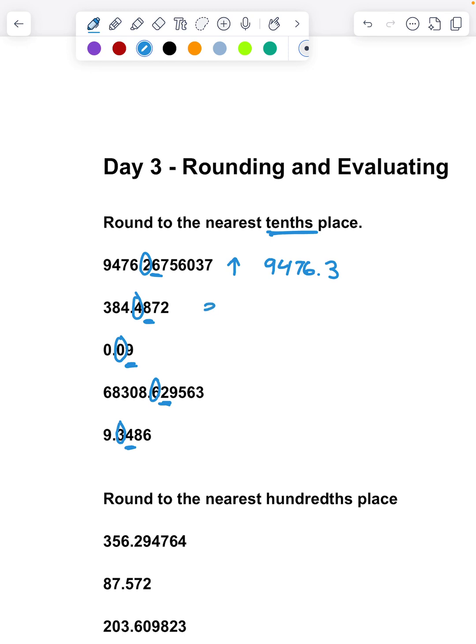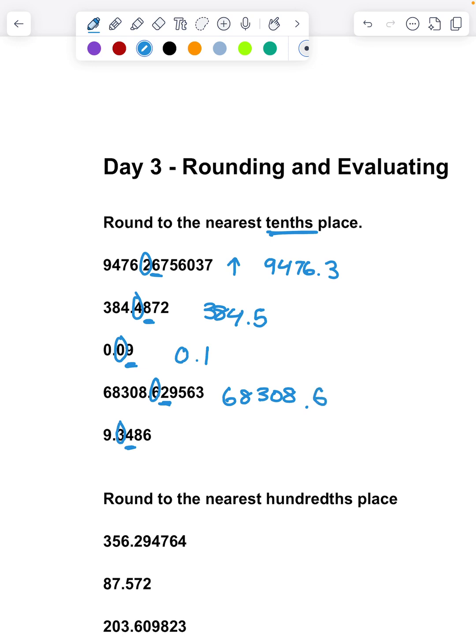This next one, 384 point, let's see. The number after the 4 is greater than 5, so I'm going to round the 4 up to a 5. Next, 0 point, all right, let's take a look here. The 9 comes after the 0, that is greater than 5, so I'm going to round that 0 up to a 1. Next, 68308. Let's see, the number that comes after the tenths place is a 2. That is smaller than 5, so I am going to keep the 6 the same.